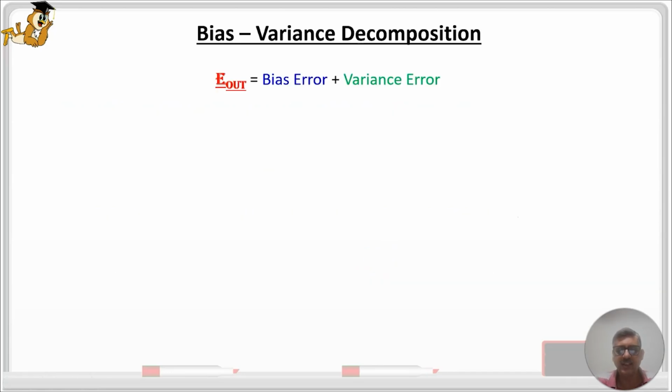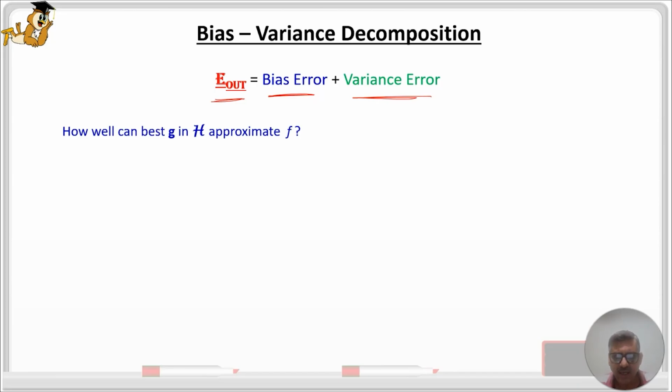Okay, let's get started with the main topic of today's discussion, the bias variance decomposition. The bias variance decomposition decomposes the out of sample error into a bias error and a variance error. And now let us understand at a high level, at a generic level, what these two are.